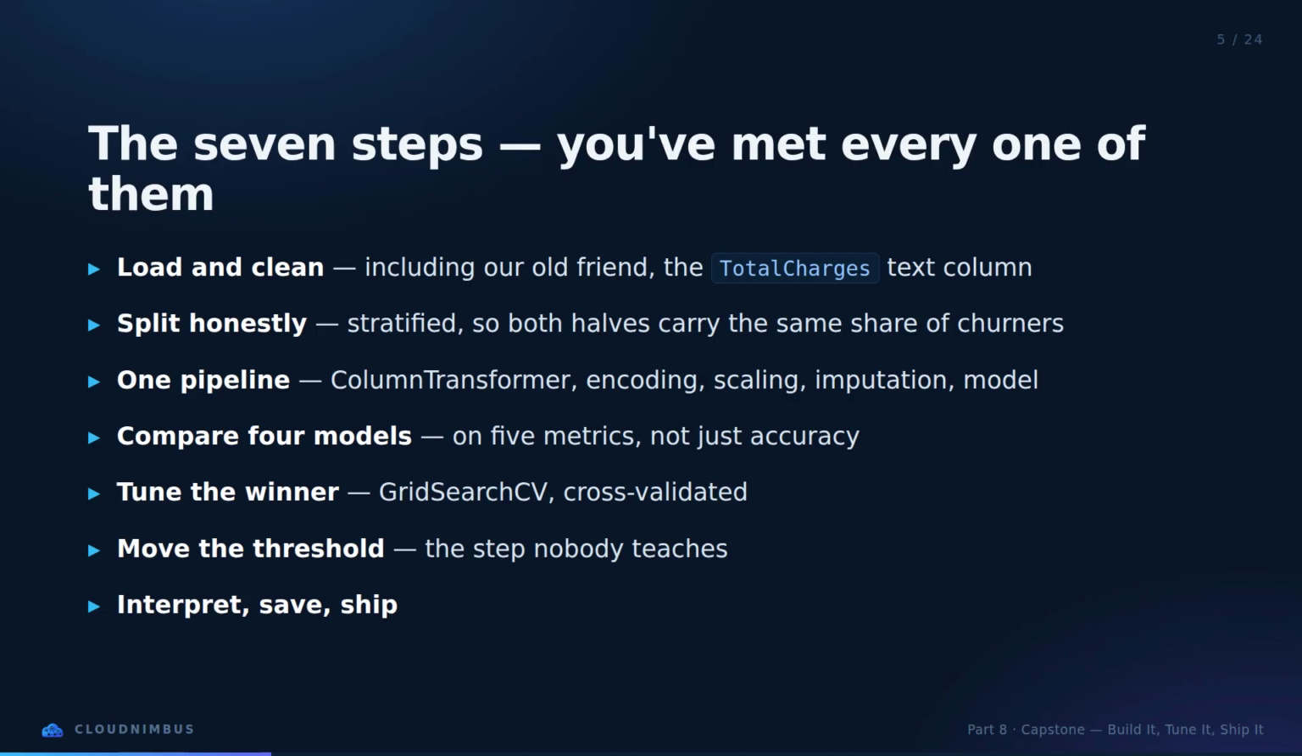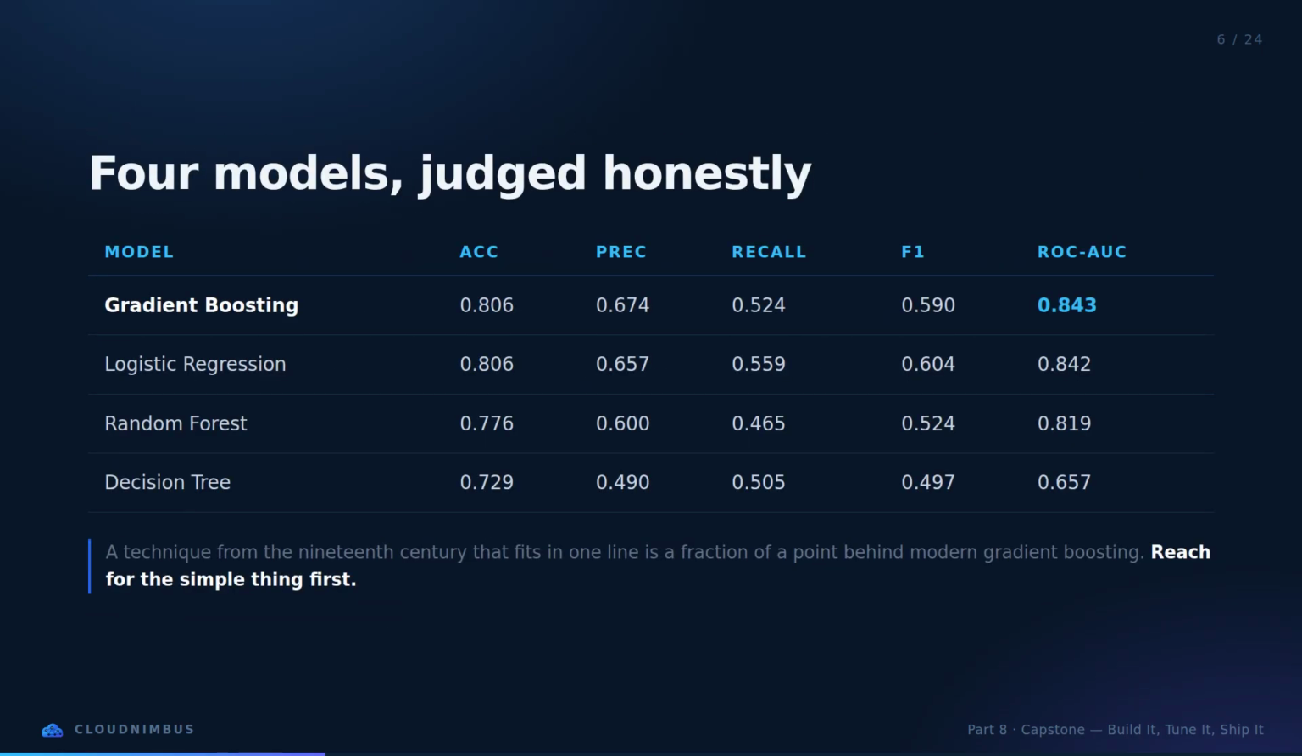Step 2, split honestly. Train and test, stratified so both halves carry the same proportion of churners. Same sealed envelope you learned in Part 1. Step 3, one pipeline. Column transformer, one hot encoding for the categorical columns, scaling and imputation for the numeric ones, and a classifier on the end. One object. It remembers every transformation and applies it in the right order to the right data, which, as you learned in Part 6, is what stops leakage before it starts.